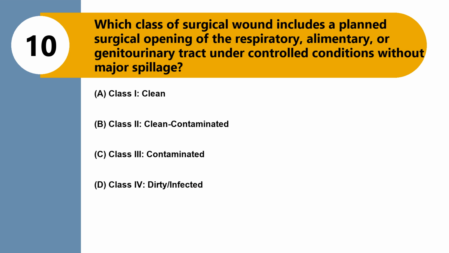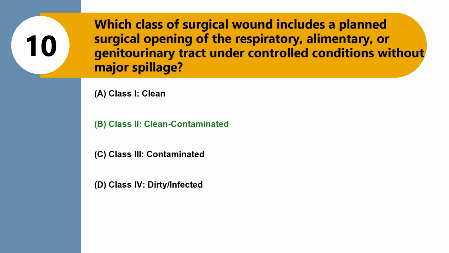Question 10. Which class of surgical wound includes a planned surgical opening of the respiratory, alimentary, or genitourinary tract under controlled conditions without major spillage? Option A, Class 1, clean. Option B, Class 2, clean contaminated. Option C, Class 3, contaminated. Option D, Class 4, dirty/infected.